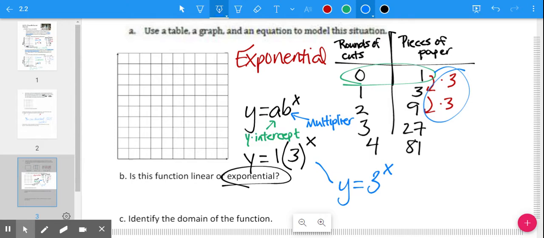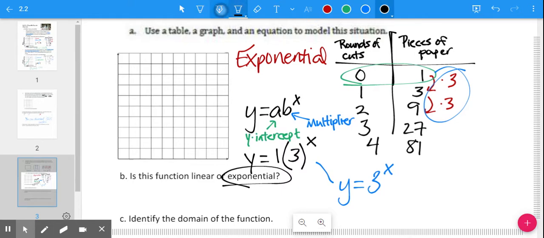Now, if you are cutting sheets of paper, if you cut halfway through a sheet of paper, it's still 1 piece of paper. It just has a cut in it. So this is a discrete function because you have to cut all the way through that paper before there's multiple pieces. So you have to have that 1 round of cut, 2 rounds of cuts, 3 rounds of cuts. So this is discrete.